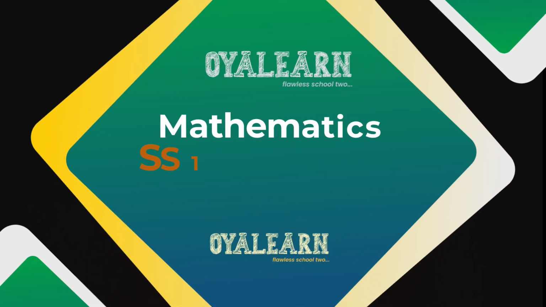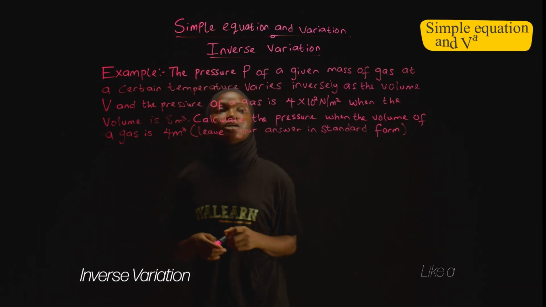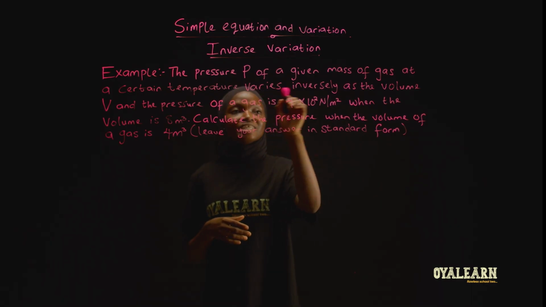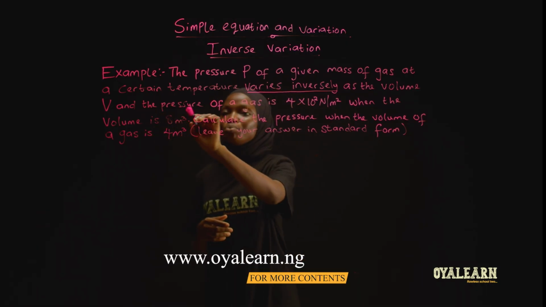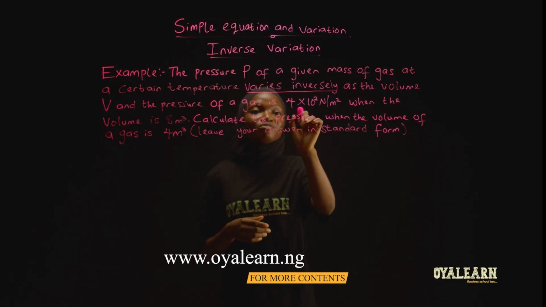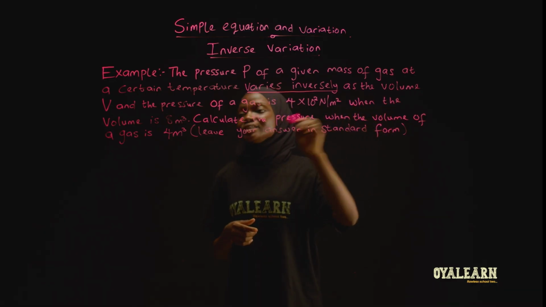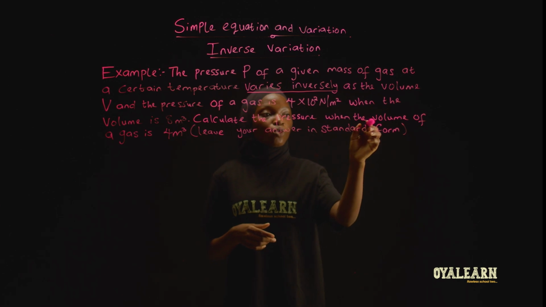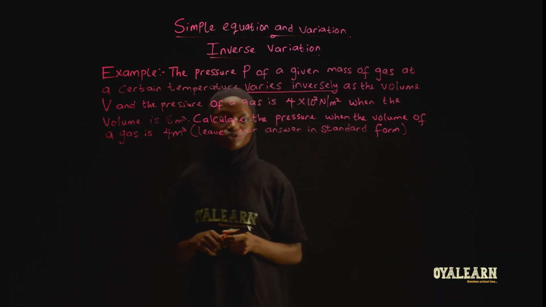Here is another example on inverse variation. The question says, the pressure P of a given mass of gas at a certain temperature varies inversely as the volume V, and the pressure of a gas is 4 times 10 raised to the power of 2 Newton per meter square when the volume is 8 meter cube. We have to calculate the pressure when the volume of the gas is 4 meter cube, and we have to leave our answer in standard form.